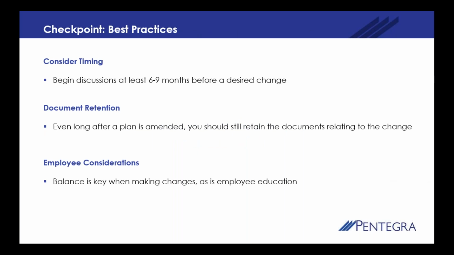So to sum up, remember timing matters for both your voluntary amendments, maybe 6 to 9 months before a desired change, and your required amendments where the IRS defines the timing. Remember document retention. And just remember that balance is key when making plan changes, and then delivering that information in terms of employee education.